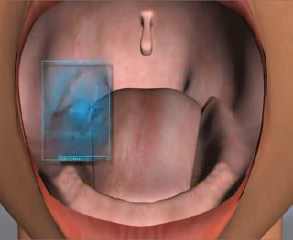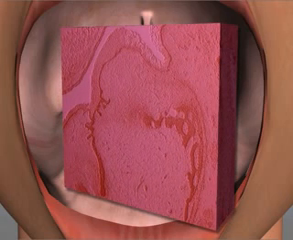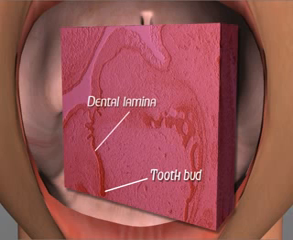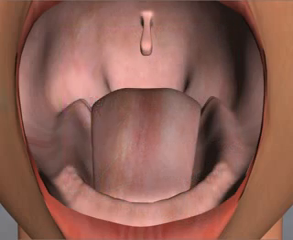The bud stage is represented by the first epithelial ingrowth into the ectomesenchyme of the jaw. The epithelial cells show little change in shape or function. The supporting ectomesenchymal cells are packed closely beneath and around the epithelial bud.